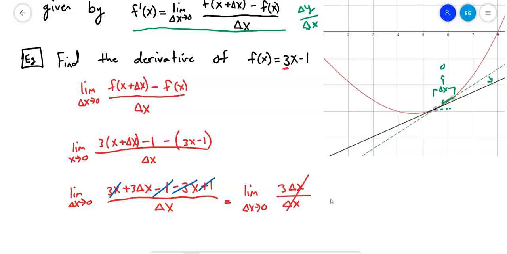But guess what? Delta x's cancel. Maybe I should do that in blue. It looks like I was doing cancellations in blue. So there we go. We have the limit as delta x goes to 0 of 3.